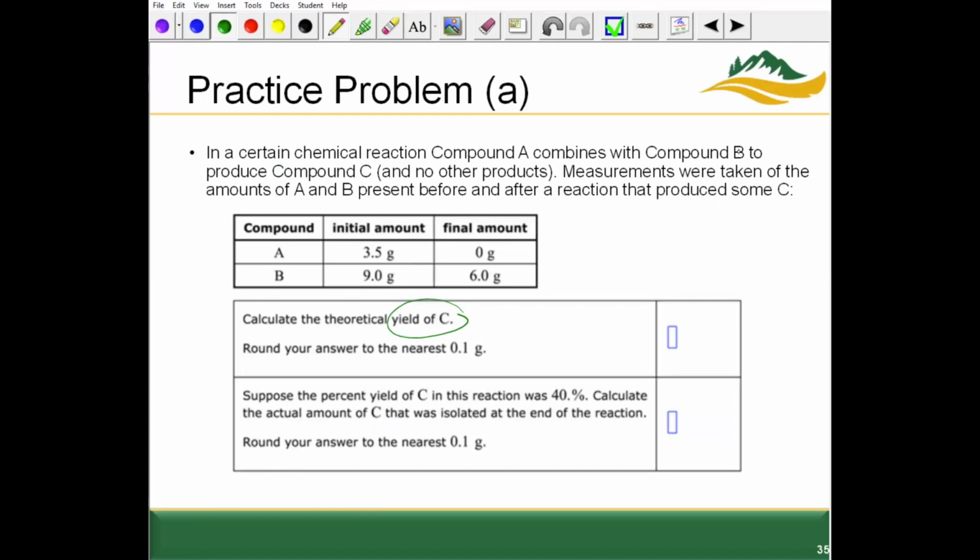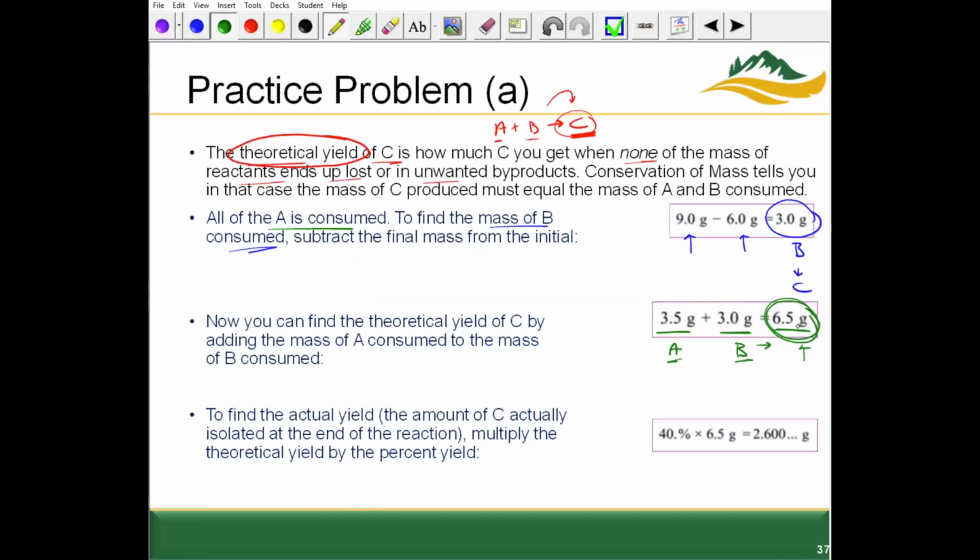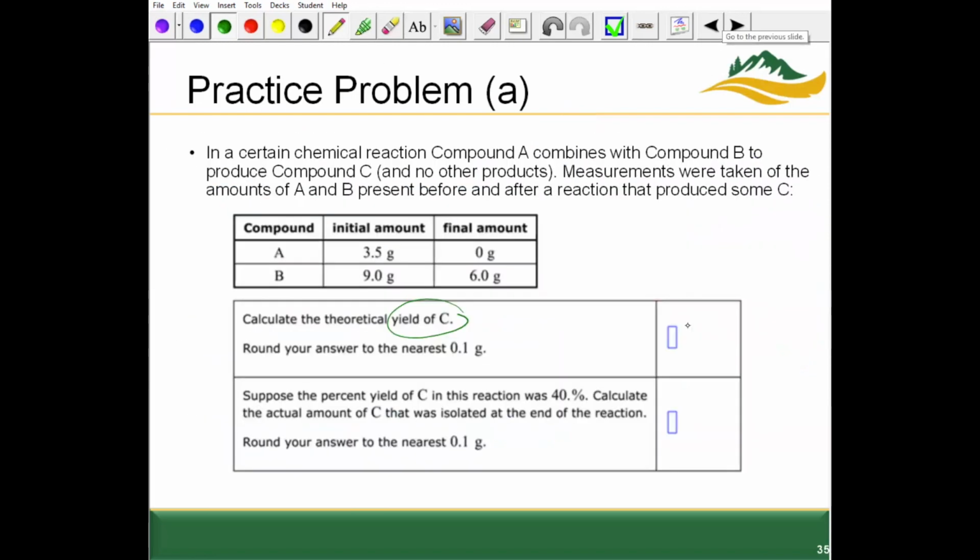Theoretically then, that's how many grams of C would be produced if all of A and all of B went into perfectly formed product C. We had a perfect mass transfer of A and B, so from one beaker or one container to the next, all of A and all of B go into theoretically producing 6.5 grams of C. So 6.5 grams of C. Now for this next step, we're bringing in this idea of a 40% yield.